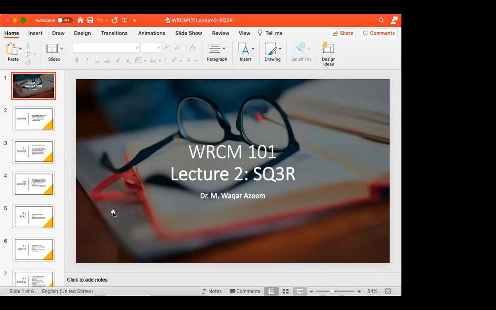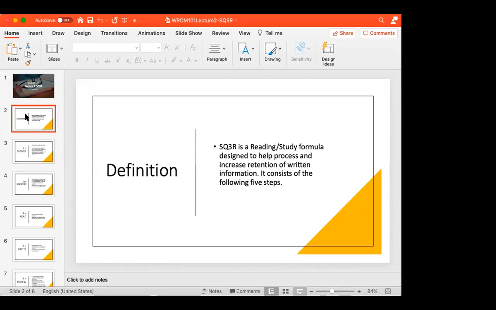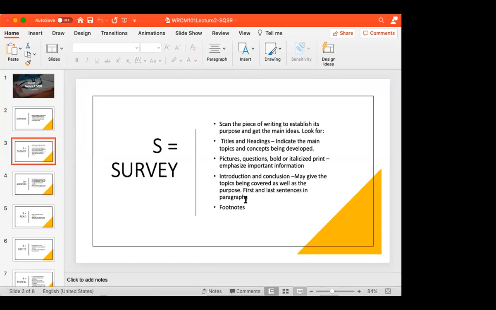Now, there are many strategies how to read effectively. One of those strategies is called SQ3R that you can see on the screen. So as you can see over here, SQ3R is a reading study formula designed to help process and increase retention of written work. So whatever you read, you should be able to retain that. So these are the steps you can see over here.